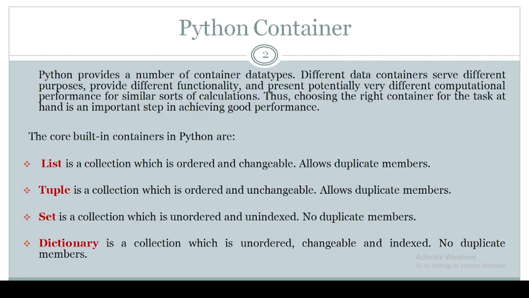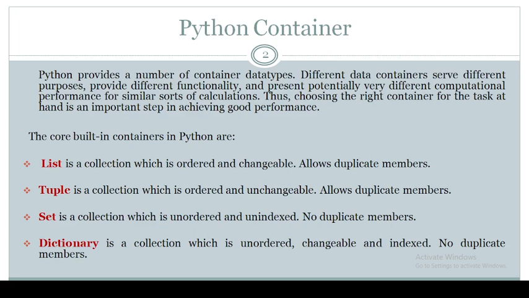Next is tuple. Tuple is a collection which is ordered and unchangeable. So like the list, tuple is also ordered, means all the elements have an index, but it is unchangeable. Means once we declare a tuple, you cannot modify it, you cannot delete or add a new item. It allows duplicate members. A tuple can also have duplicate members like a list. So a list is ordered and changeable, and a tuple is ordered and unchangeable. You cannot change the tuple once you declare the value, it will be fixed.